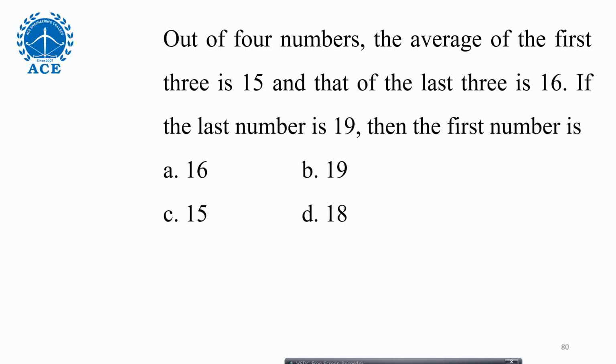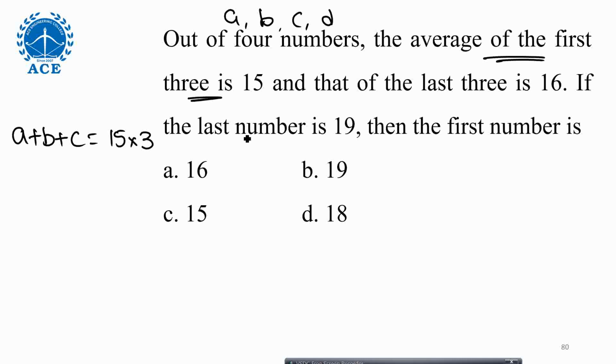Next one. Out of four numbers, the average of the first three is 15, and that of the last three is 16. If the last number is 19, what is the first number? How many numbers are there? Four numbers. Let them be A, B, C, D. So the first three average is given. What is the sum? A plus B plus C is 15 into 3, 45. Last three means which will come? B, C, D. What is the B, C, D summation? 16 into 3.